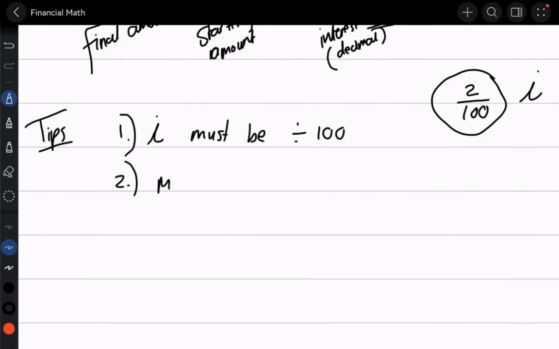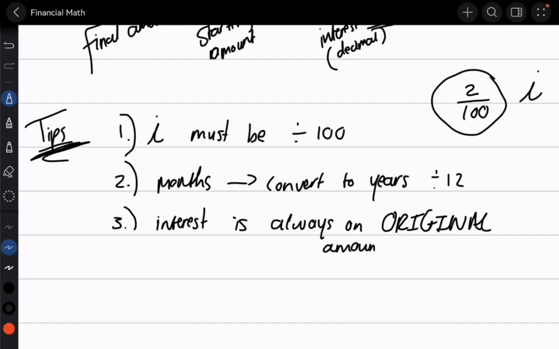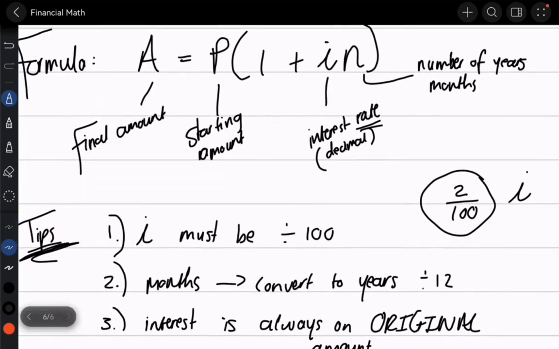And then the second thing is, when it comes to months, it needs to be converted to years. So you divide by 12. So if they say to you in 6 months, you convert it to years. If they say 720 months, you have to divide it by 12. These are very important tips. And then third, the interest is always on the original amount. That's where the interest is on. So not the final amount, the initial amount, which is also referred to as the starting amount. So those are a few tips that I would like to give you.